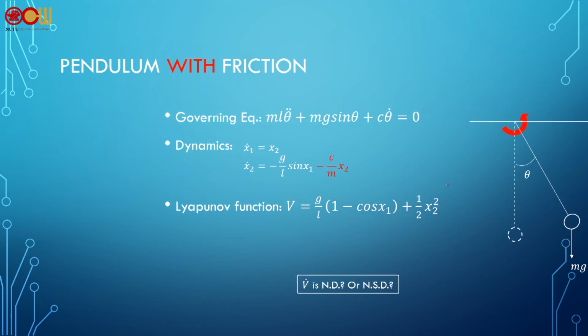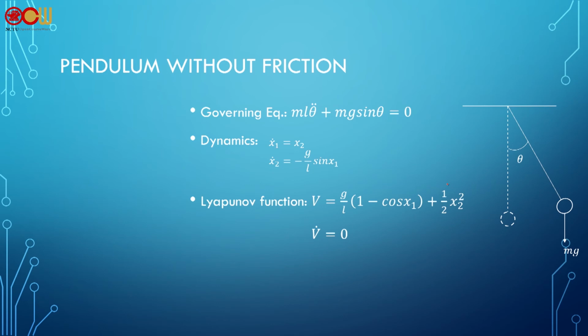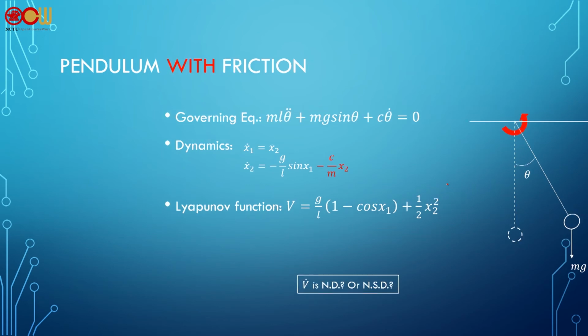In this case, the previous one is without friction. Now we add some friction here. The friction is proportional to the velocity. After you add this term and evaluate v dot, it gives you this. So now is v dot ND or NSD? NSD. Why? V is a function of x1 and x2, right? But here, v dot is a function of what? x2. Where did x1 go? x1 can be any value, which doesn't change v dot.